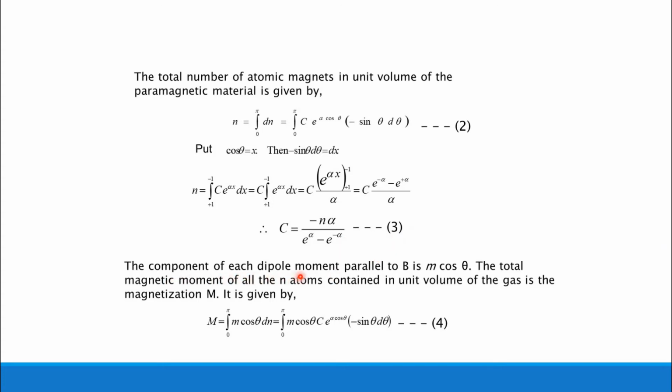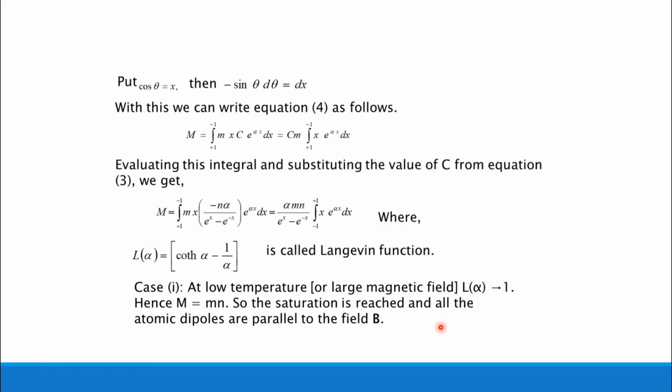The component of each dipole moment parallel to B is m cos θ. The total magnetic moment of all the n atoms contained in unit volume of the gas is the magnetization M. It is given by M = ∫ from 0 to π of m cos θ dn = ∫ from 0 to π of m cos θ c e^(α cos θ)(-sin θ) dθ, equation 4. Put cos θ = x, then -sin θ dθ = dx. With this we can write equation 4 as follows.